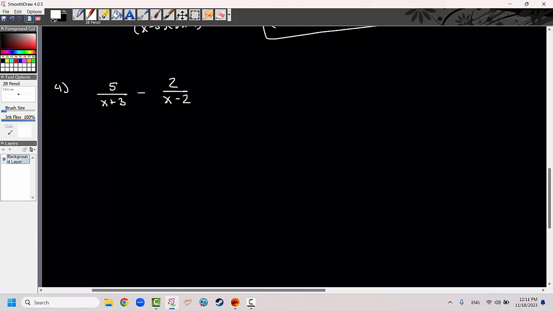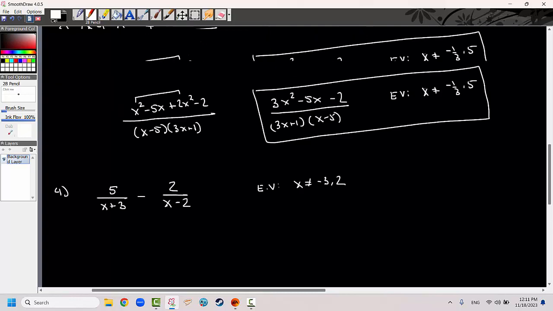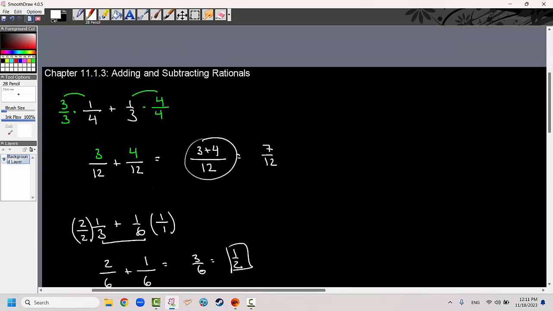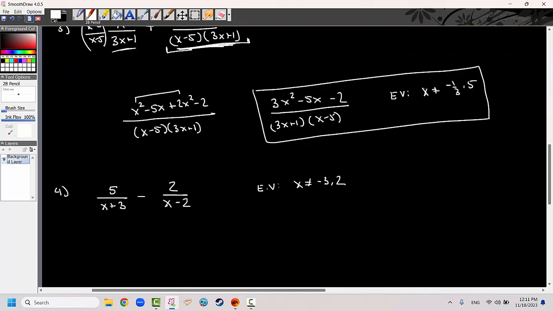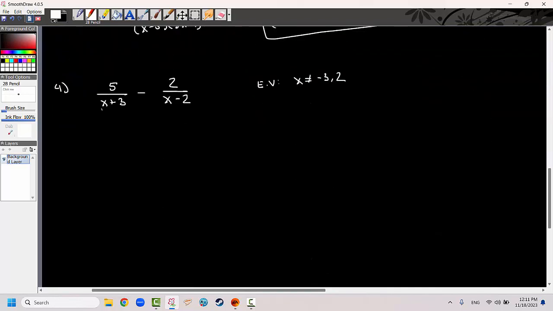We've got 5 over x plus 3 minus 2 over x minus 2. We actually could start off with just the excluded values here and just say x cannot equal negative 3 or 2 in this case. So let's talk about common denominator. Well, this one is most reminiscent of the first example that we gave, where if I had 4 and 3 as my denominators, the common denominator was 12, and that's just gotten by multiplying the pieces together. So I'm just going to take these pieces and multiply them together. So I've got x plus 3 times x minus 2.